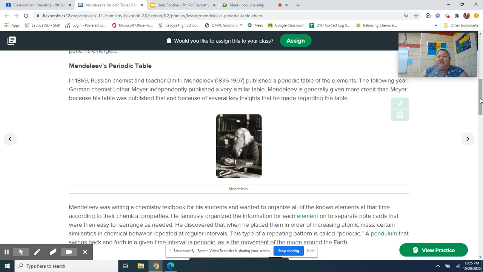Now, Mendeleev is generally given more credit than Meyer because, of course, his table was published first, and because there were several key insights that he made regarding that periodic table. So there were some very specific ideas that he had that Meyer did not. He also made predictions that later came true. So let's find out what exactly his periodic table was about. Okay? And here you have a picture of Mendeleev.